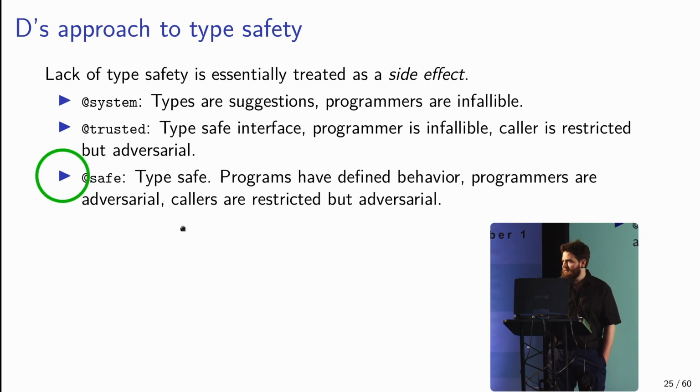And I actually didn't say what @safe means, right? This means programs have defined behavior. Programmers are adversarial, so not competent at all. It doesn't really matter. I mean, you can write @safe code even after getting high on milk at DConf. And callers are restricted but adversarial, which also means that @safe and @trusted have kind of the same interface. So from the outside, it doesn't matter whether a function is @safe or @trusted.